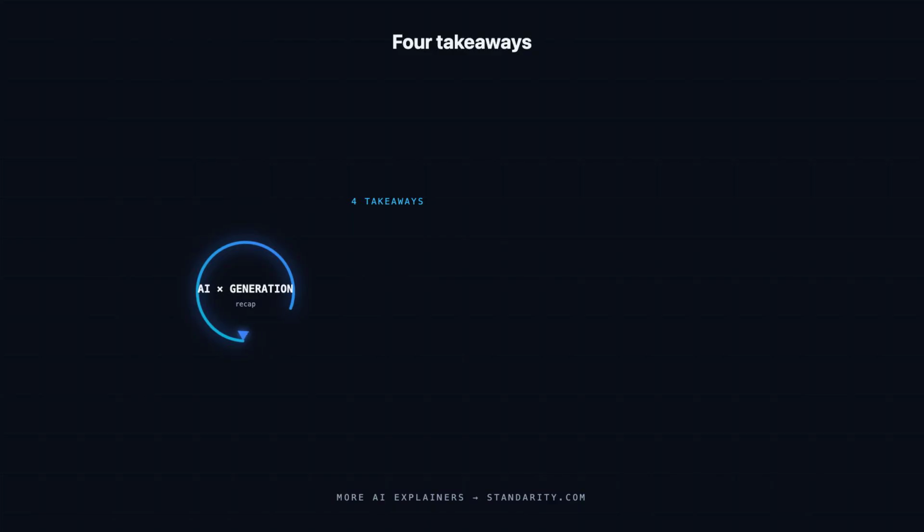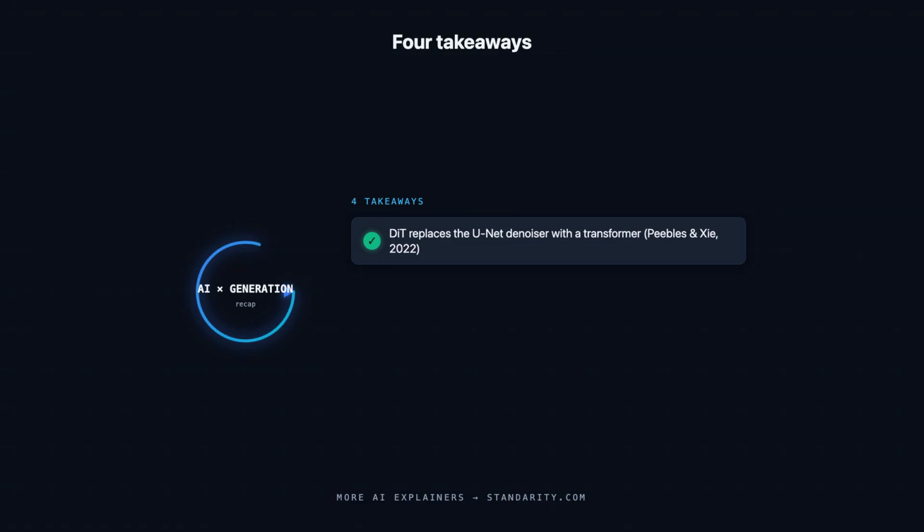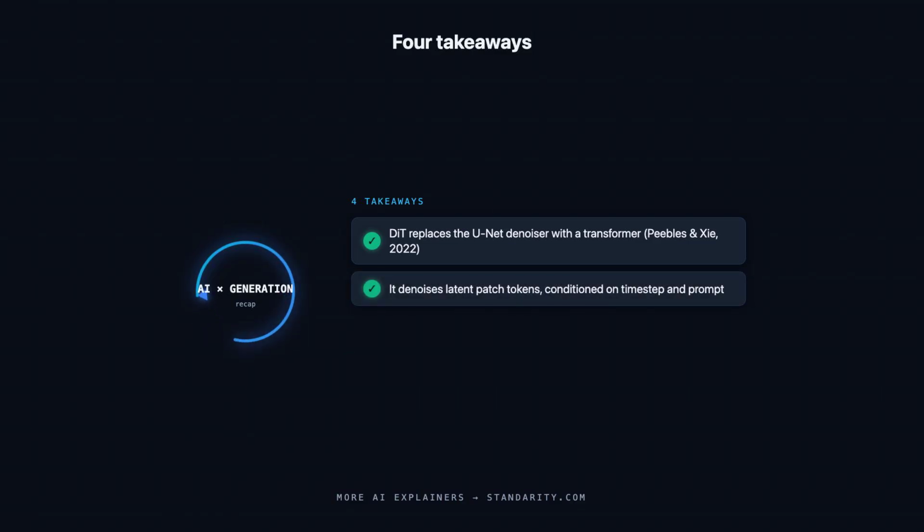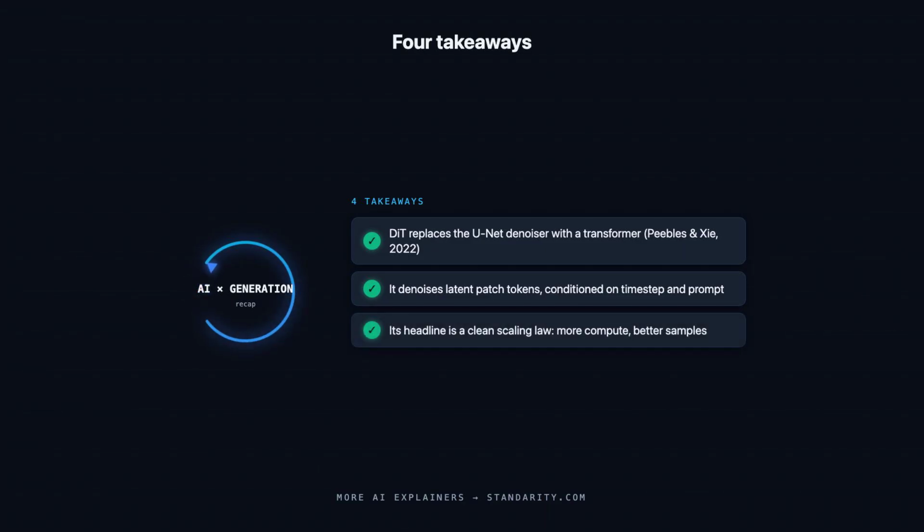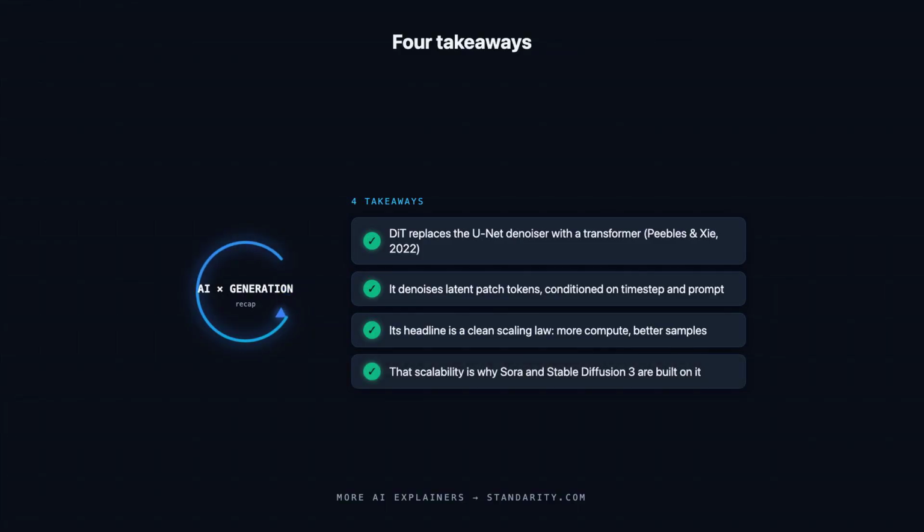All right, let's lock in four things worth holding on to about the diffusion transformer. First, DiT from Peebles and Xie in 2022 replaces the convolutional U-Net denoiser in a diffusion model with a transformer. Second, it works in latent space, splitting the latent into patch tokens that a standard transformer denoises, conditioned on the time step and prompt. Third, its headline property is a clean scaling law. More compute reliably buys better samples, just like it does for language models. And fourth, that scalability is why Sora and Stable Diffusion 3 are built on it.